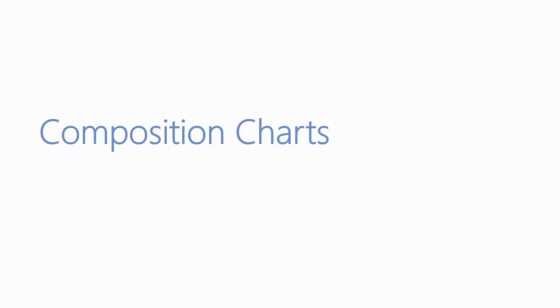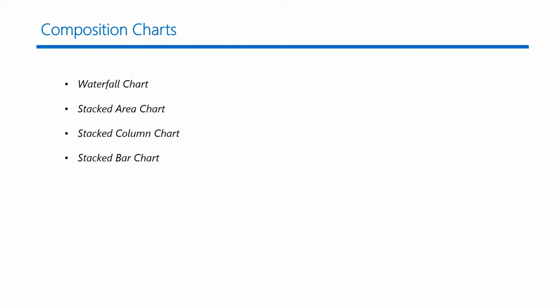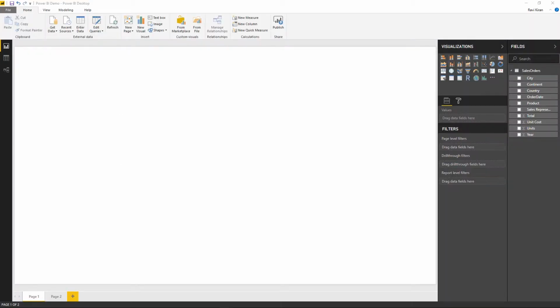In this video, we will cover other composition charts like waterfall chart, stacked area chart, stacked column chart, and a stacked bar chart. So first, let us talk about a waterfall chart.